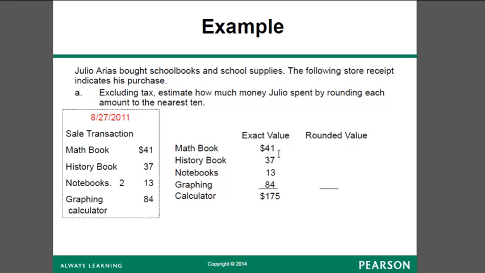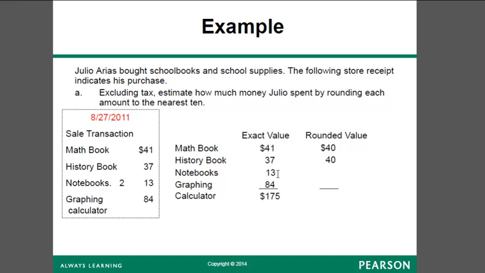If I look at 41 and I want to round it to the nearest 10, do I round up to 50, or do I round down to 40? Well, I hope by now you would know that you would round down to 40. 41 is closer to $40 than it is to $50. 37 I want to round also. Would I round it to 30 or to 40? I would actually round it to 40. It's closer to $40.